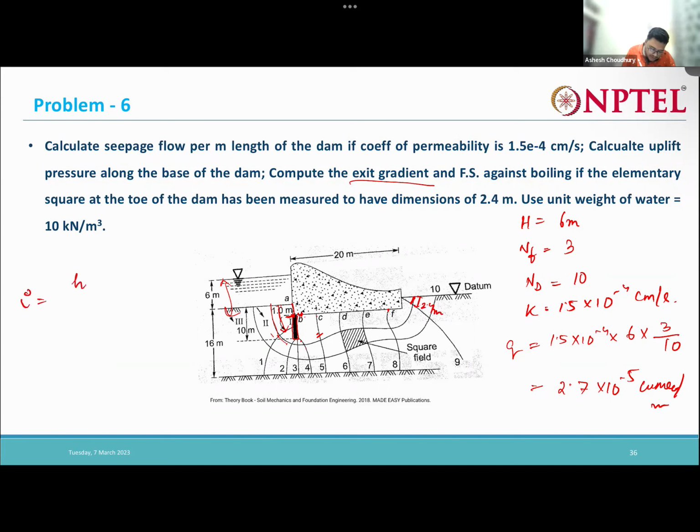Hydraulic gradient is nothing but the head loss divided by the length, right? So what is the head loss? Head loss is nothing but 6/10, right? In each drop, this much is the head loss, 6/10, divided by the length, which is 2.4. If you calculate this, it will be 0.6 divided by 2.4, which is 0.25. This is my exit gradient.